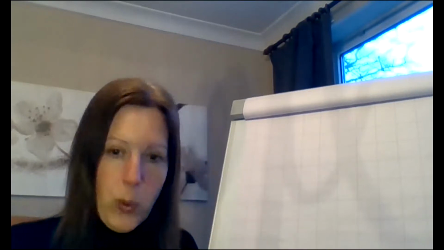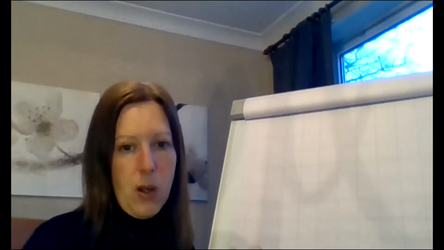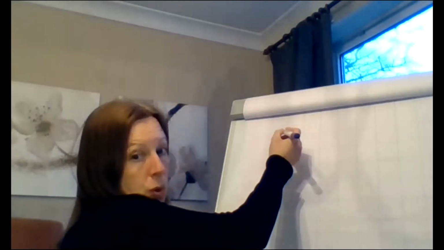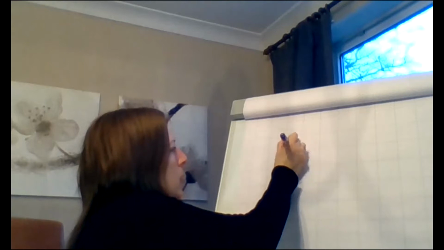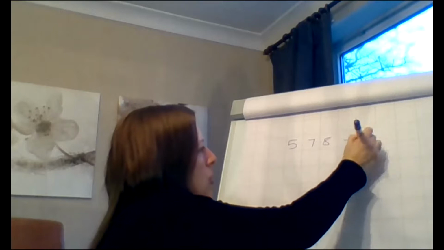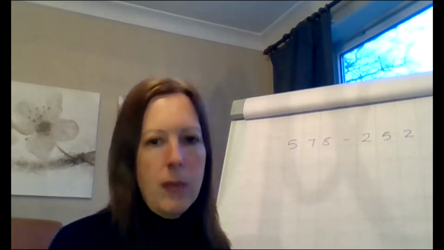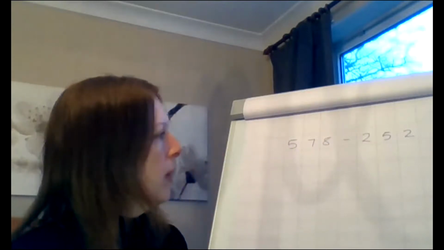So we're going to start now on the column subtraction. Yesterday we looked at some sums together and we talked about the method for working out our column addition. So we're going to start today, as we did yesterday, with another sum. I'm going to start with two 3-digit numbers. So I'm going to go with 578 take away 252. Okay, so that's our takeaway sum that we're going to do.